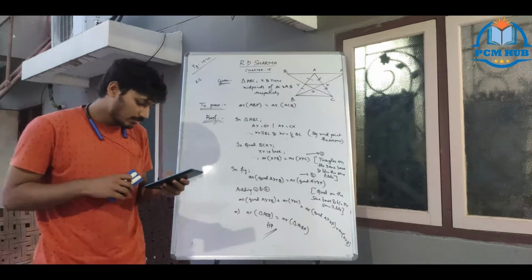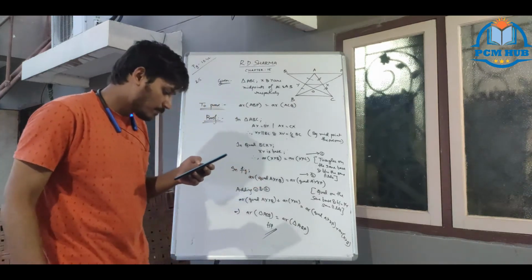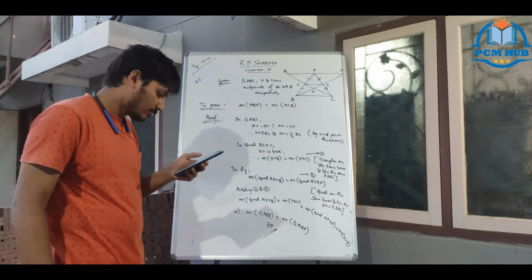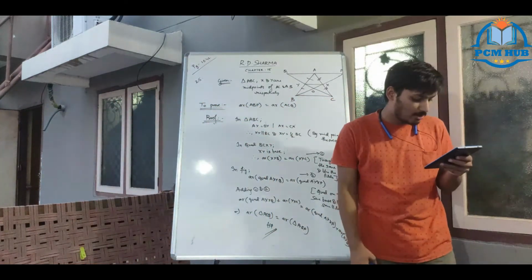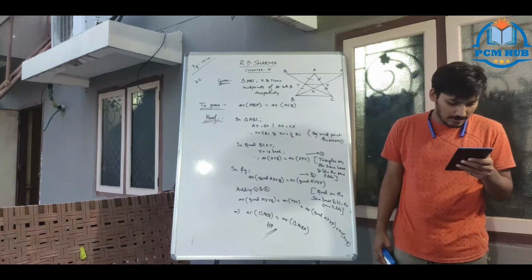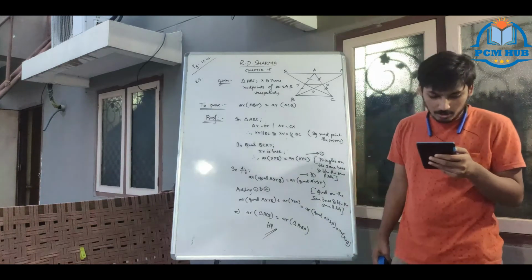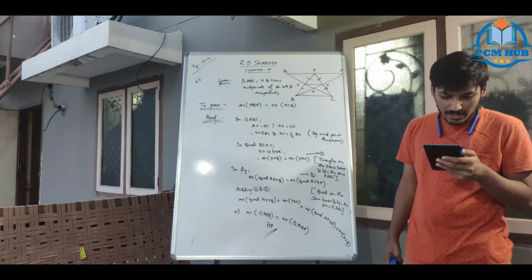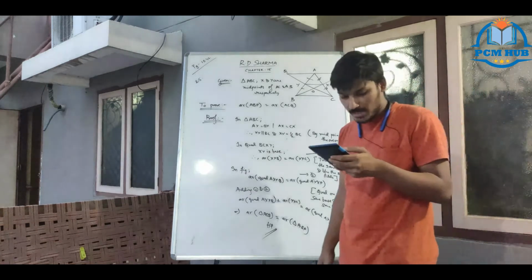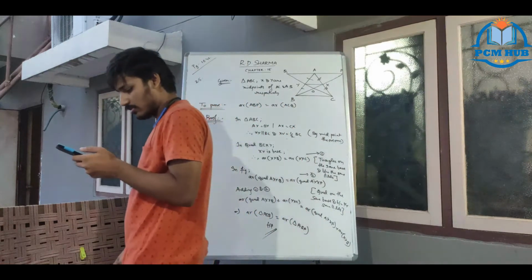We have to go with the next problem. What is the problem number? 26, figure 15.88. ABCD and AEFD are two parallelograms. Prove that PE equals FQ.